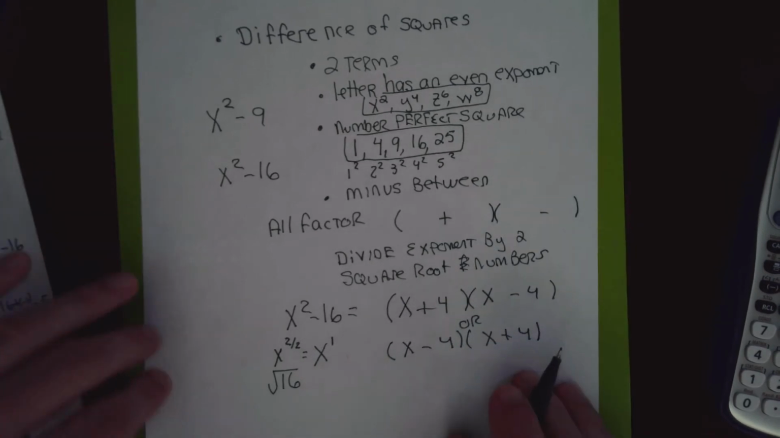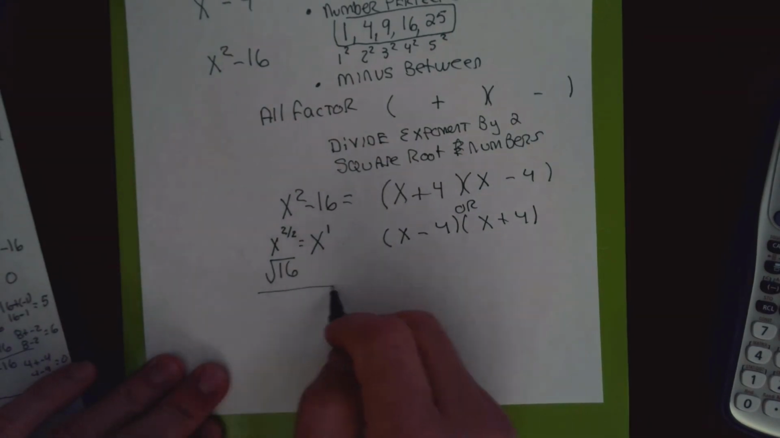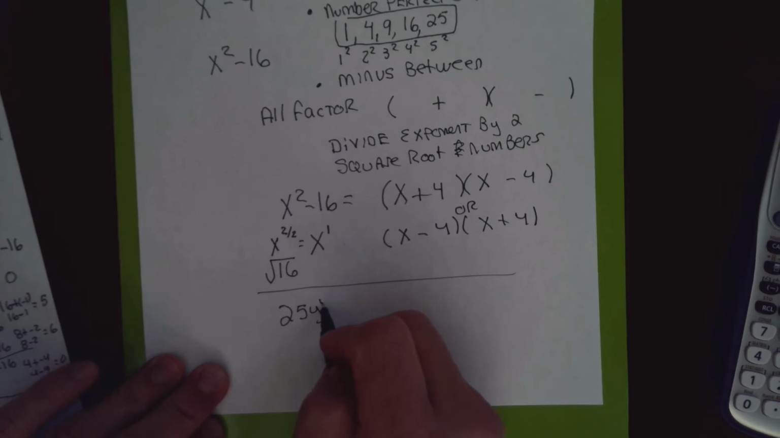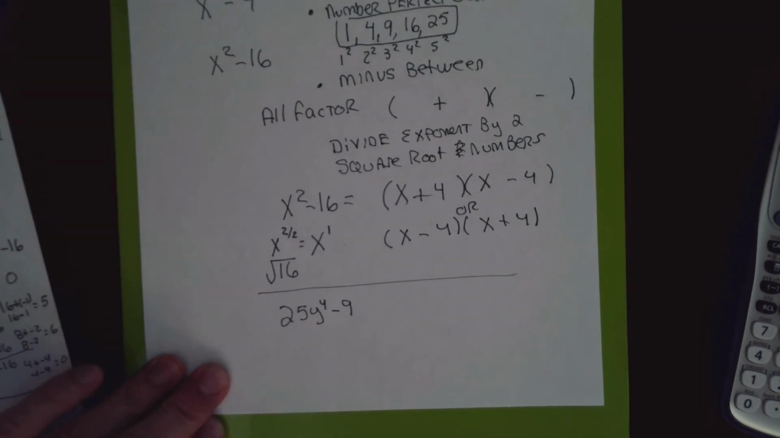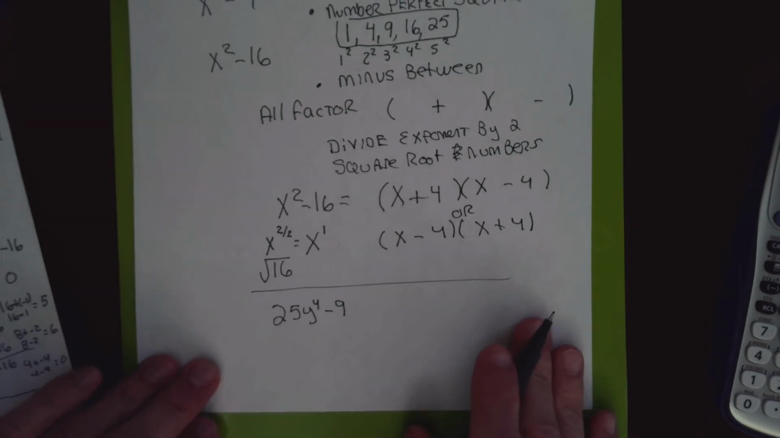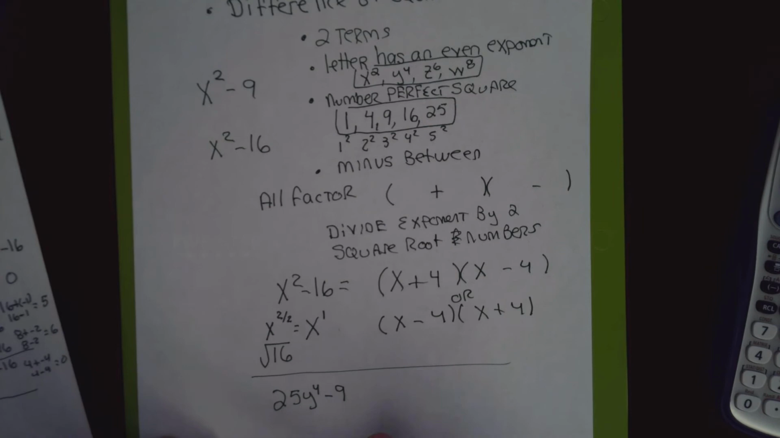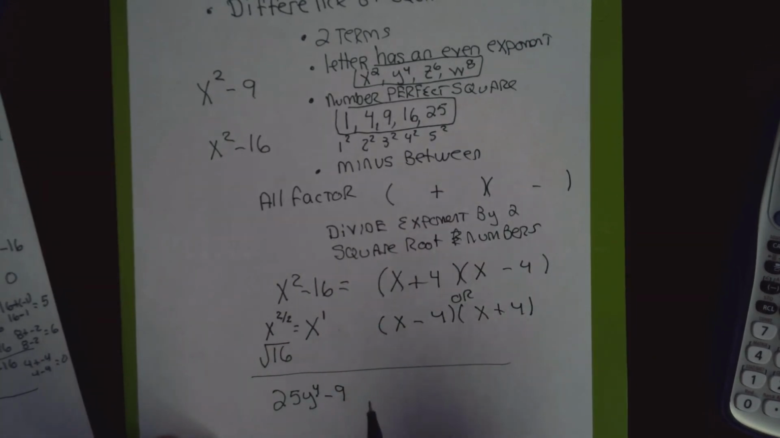Let me just write one more difference of squares, slightly more complicated. If I gave a problem like this, 25y to the 4th minus 9, this still classifies as a difference of squares in my mind. It has two terms, which is the first requirement. The letter y has an even exponent. It's an exponent of 4. And the numbers 9 and 25 are perfect squares. Perfect squares are super easy to factor.